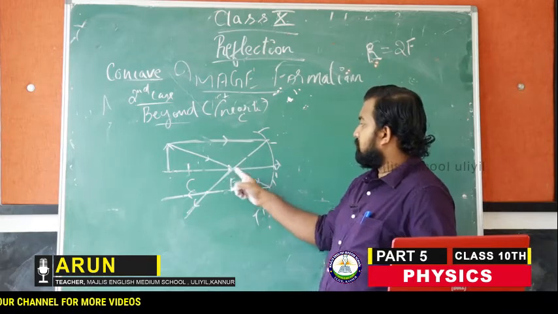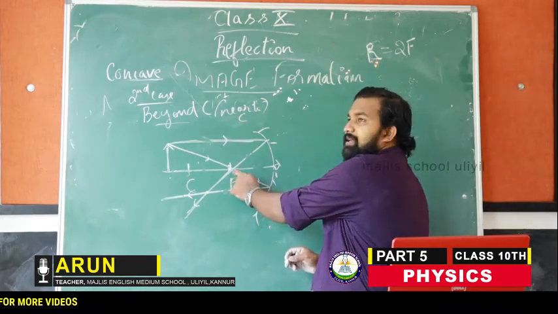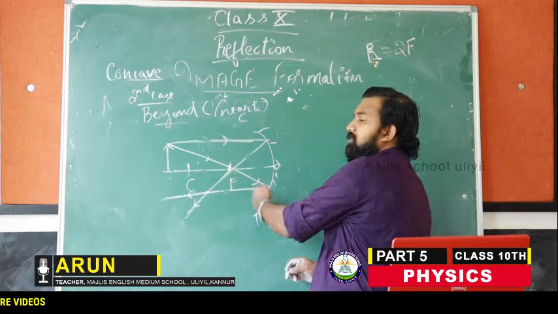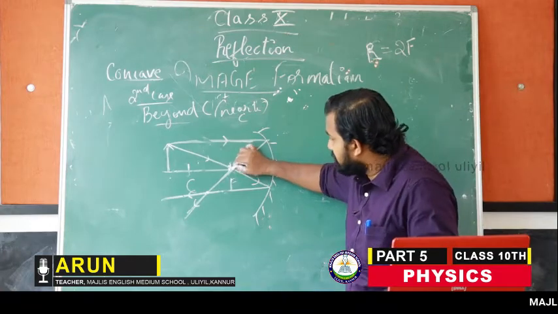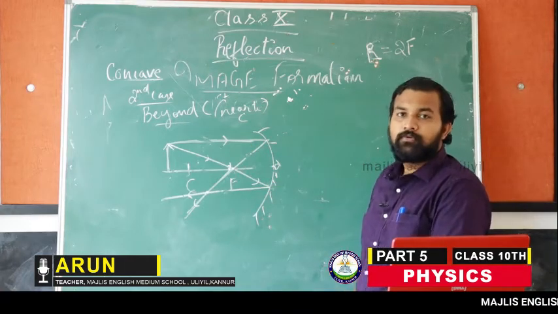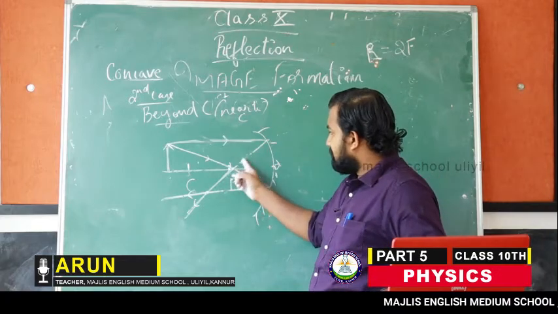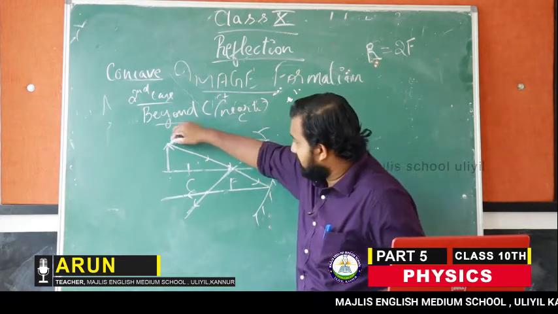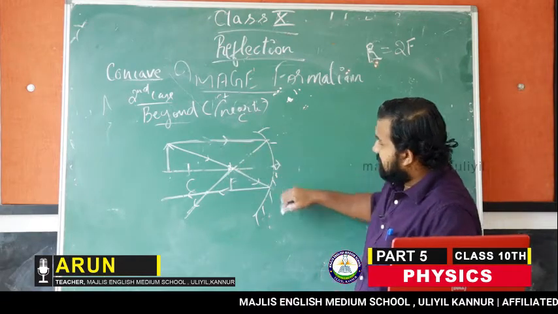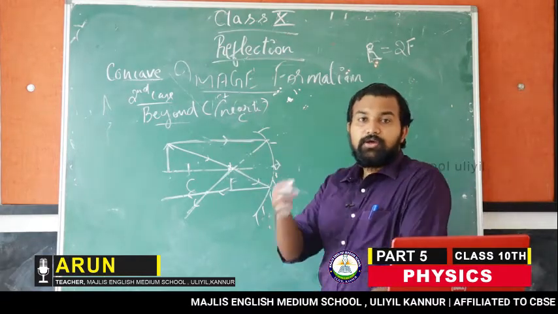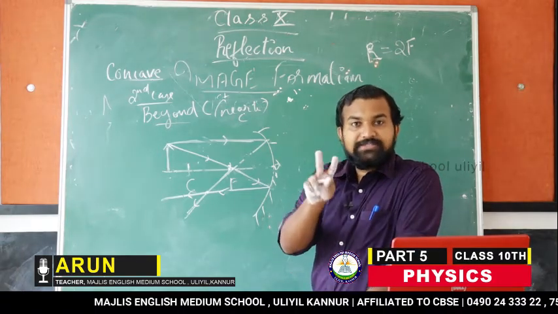There are two places of intersection, but is there any confusion for you? Will the image be formed at this intersecting point? No, because this is the reflected ray, but what is happening here? This ray is the incident ray, isn't it? So a reflected ray and an incident ray won't form an image. Only two reflected rays will form an image.